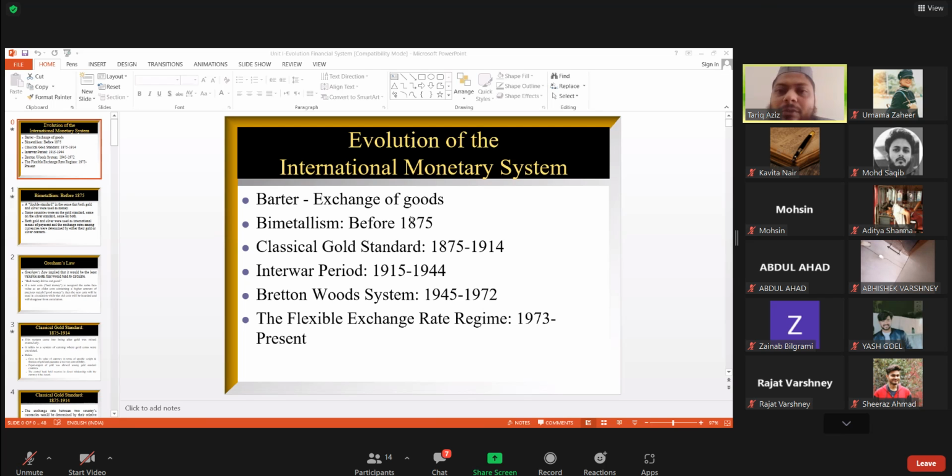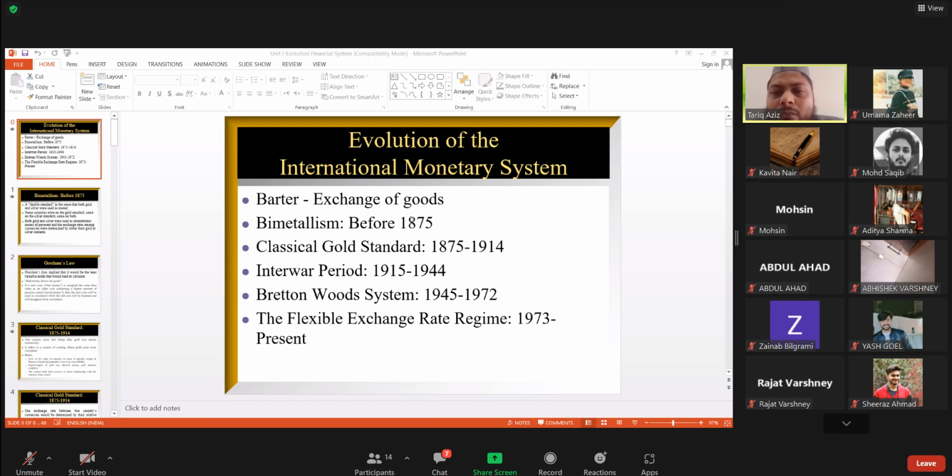And this continued till 1875. So between the barter system and 1875, the system that was prevalent all around the world, and this is not restricted to any particular geography. In Europe also, in India also, in Arab also, in China also, in other parts of the world also, bimetallism was there. Bimetallism means gold and silver were used as medium of exchange.